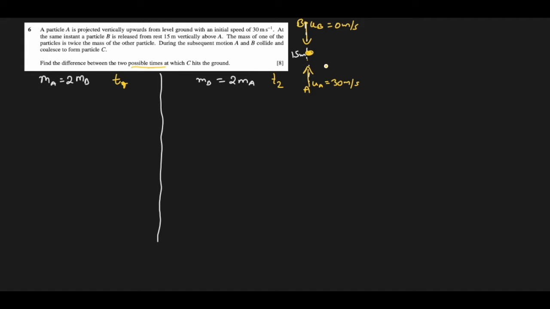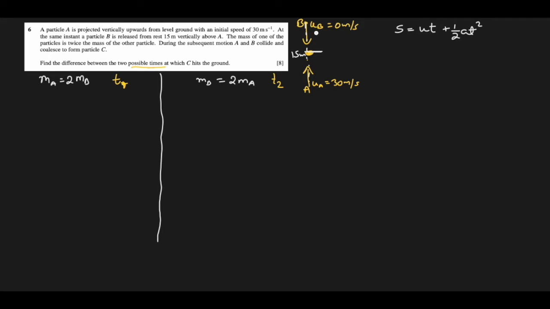First thing, we should understand very clearly that mass has no role in motion. If you look at your kinematic equations, mass is never mentioned. That means no matter which one is heavier or lighter, they will collide at the same height after the same time. Let's find that same height and same time first. So we know that S is ut plus half at square.